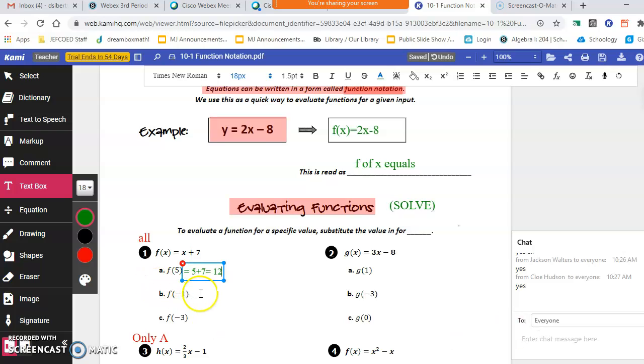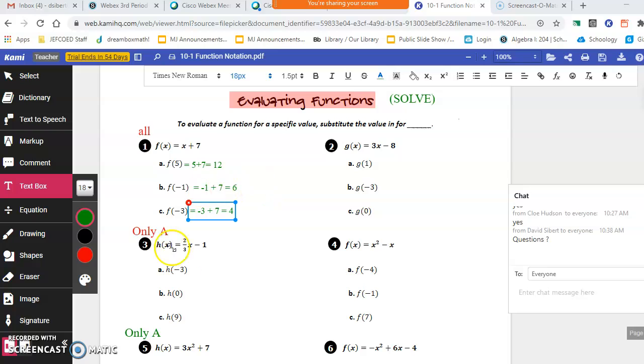It's that simple. If we're looking at b, it asks us what the function would be if it was -1. So simply substitute in -1 for x. That's the function we're trying to solve for. So that would be -1 plus 7 equals, and of course you guys know -1 plus 7 is 6. If we're looking at c, simply again substituting -3 in for x, that would be -3 plus the 7. And then the function of -3, obviously that would be 4.